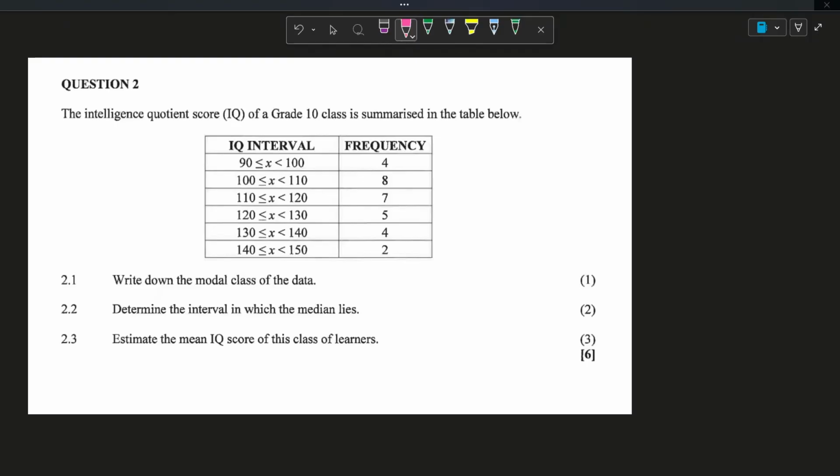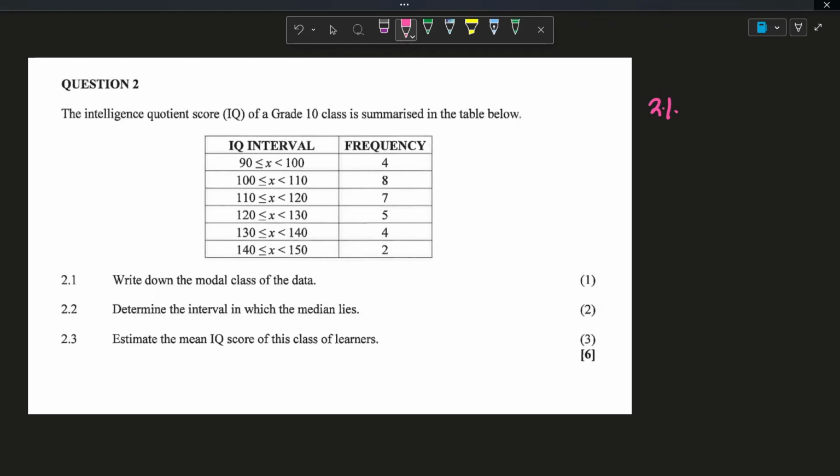Now, in this video, I'll be showing you how to calculate the estimated mean in grouped data. My first question is 2.1. What is happening in 2.1? Remember, this question is the intelligent quotient, IQ, of a grade 10 class, summarized in the table below. This is what you have, and also the frequency. Now, the question is, write down the modal class of the data.